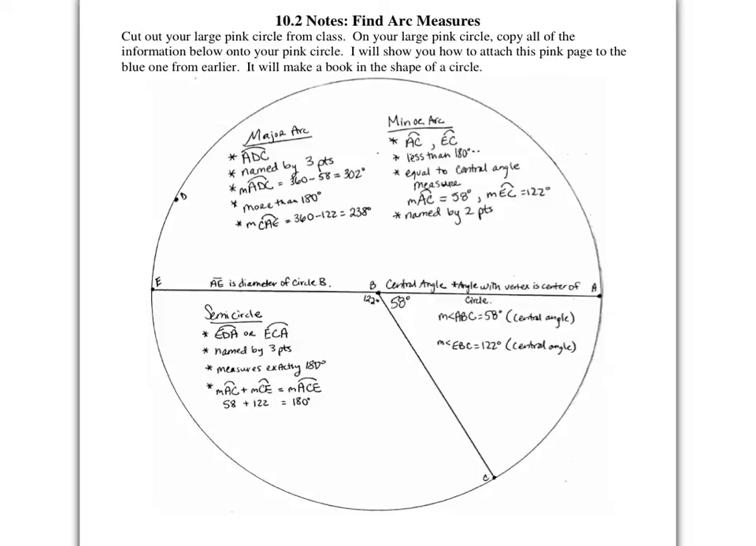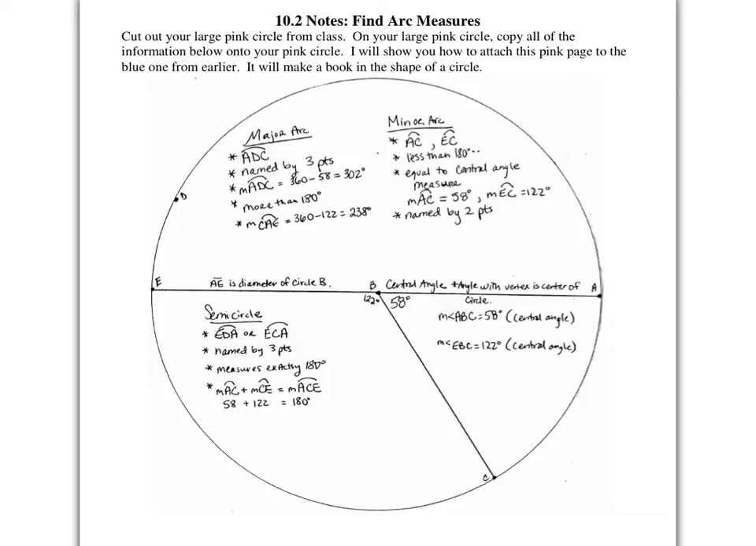So any arc on the edge right here that is less than 180 degrees, you're only going to use 2 letters to name it. That's how you know it's a minor arc. So for my A to C right here, that's a minor arc because it's less than 180 degrees, so I'm going to use 2 letters, so just from A to C.